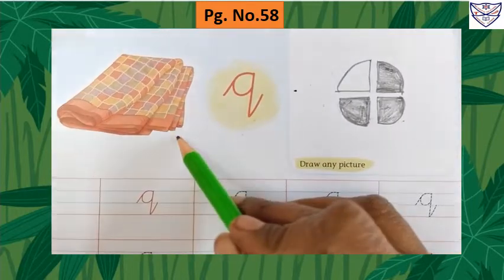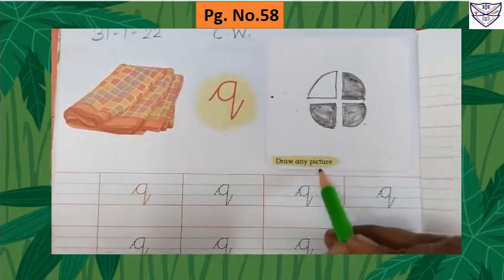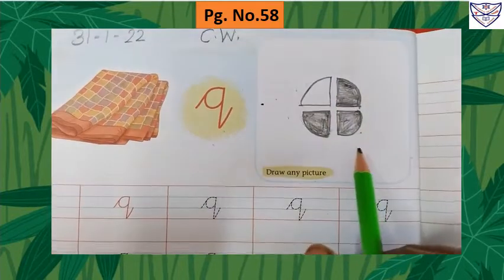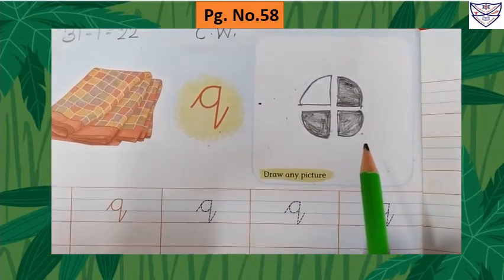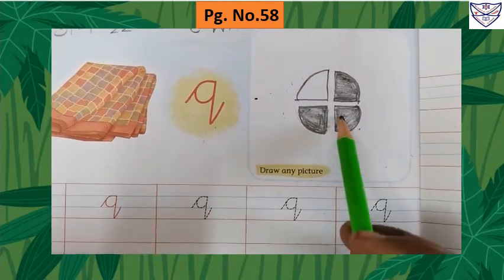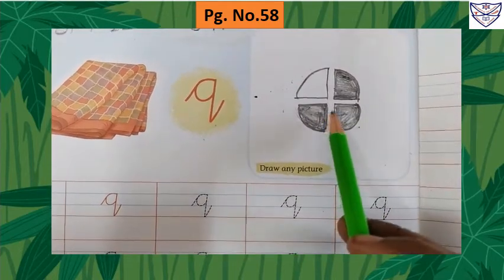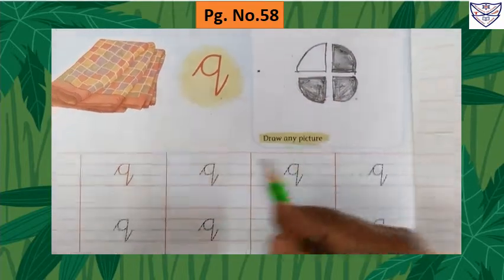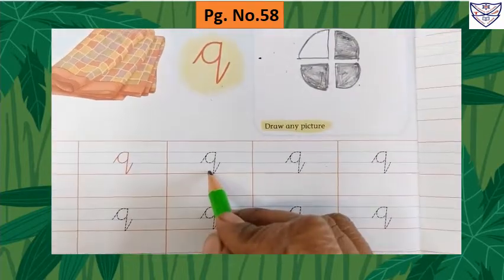Q for quilt. Draw any picture. You can draw any picture in this box, like q for quill, q for question mark, q for quarter. I have drawn here q for quarter. How to write small cursive q?